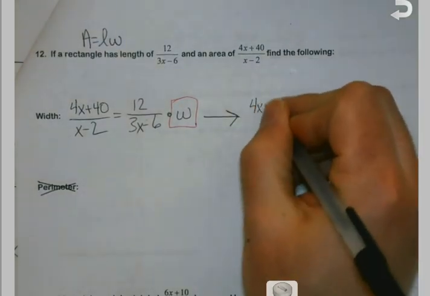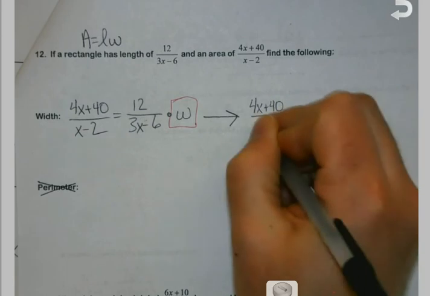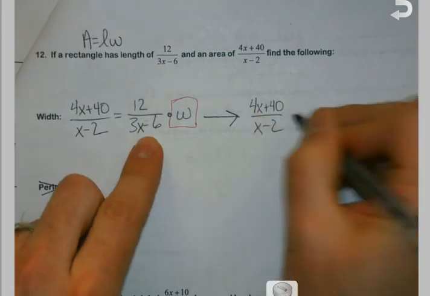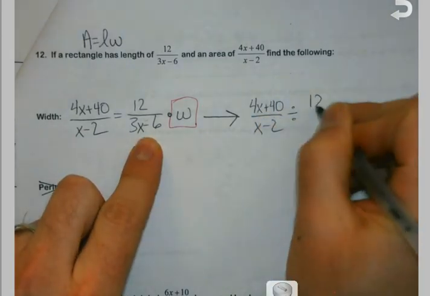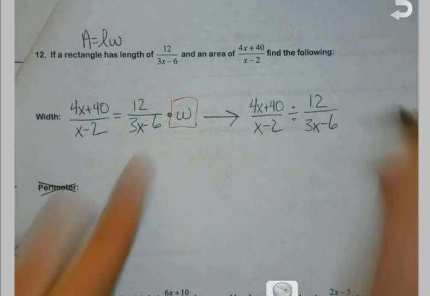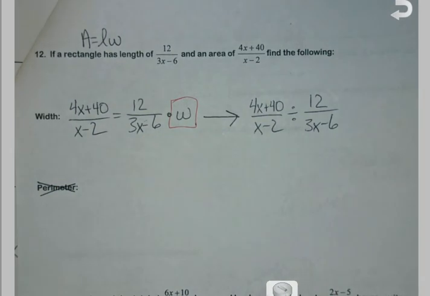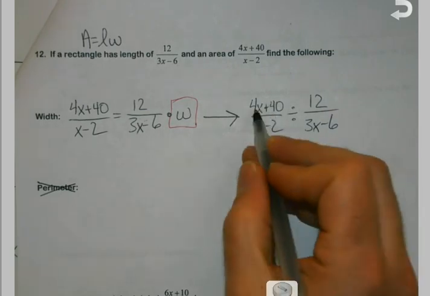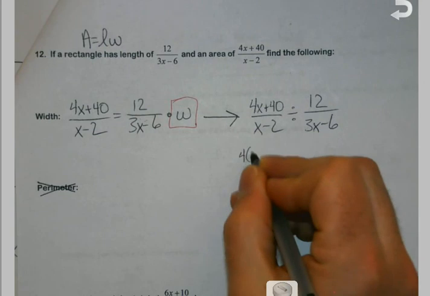So I have 4x plus 40, x minus 2, and I'm dividing by 12 over 3x minus 6. Now it looks kind of more normal. You just had to think about it for a minute. You're like, okay, so what am I going to do now? I'm going to go through, I'm going to do my factoring. I can take 4 out.